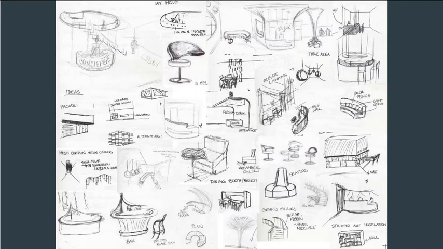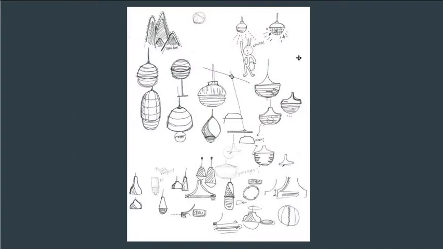So here's some examples. This one is some interior furniture. Again, not very detailed and just kind of looking for inspiration. Here you can see, I think this is somehow a bar. I think this is some designs for the interior of a hotel or a restaurant. Here's some examples of sketches for lamps.